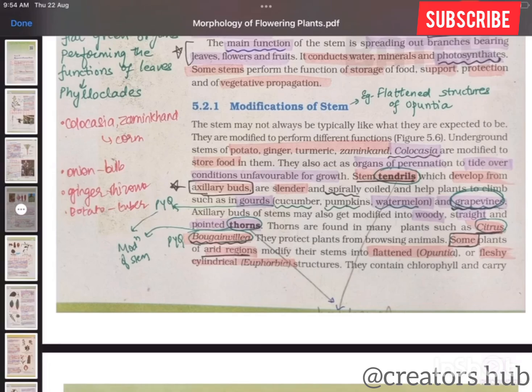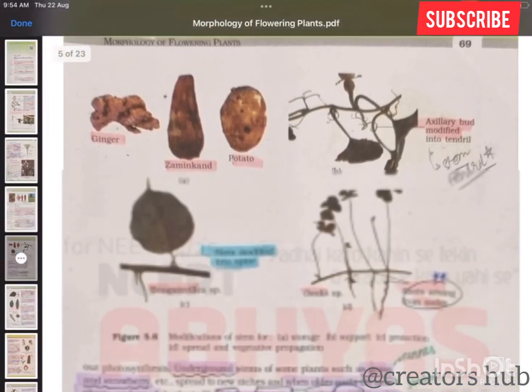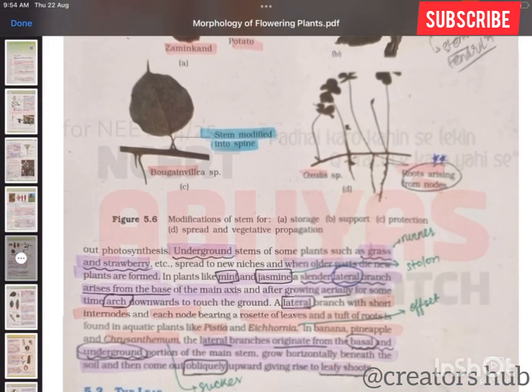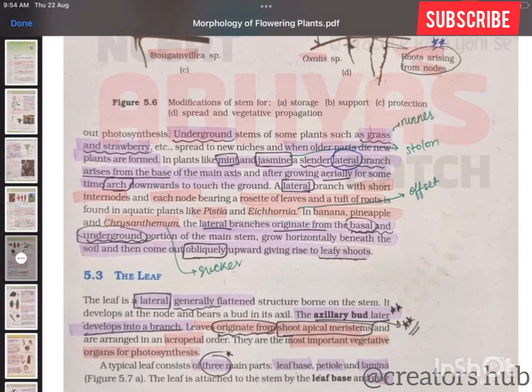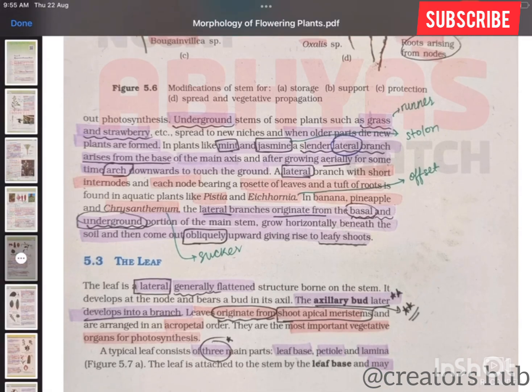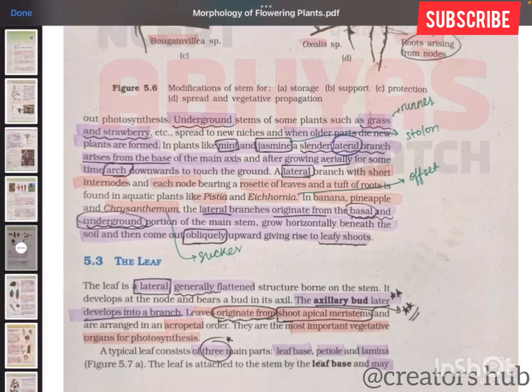Some plants of arid regions modify their stems into flattened, fleshy, cylindrical structures, like Opuntia and Euphorbia. They contain chlorophyll and carry out photosynthesis. Underground stems of some plants, such as grass and strawberries, spread to new niches, and when older parts die, new plants are formed. In plants like mint and jasmine, a slender lateral branch arises from the base of the main axis and after growing aerially for some time, arches downwards to touch the ground.